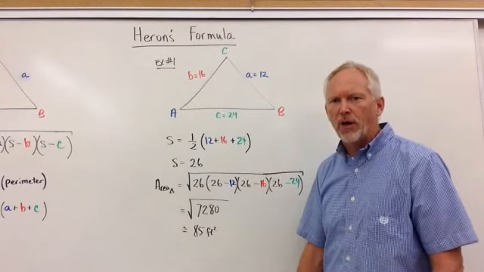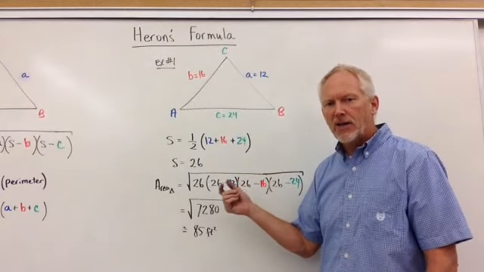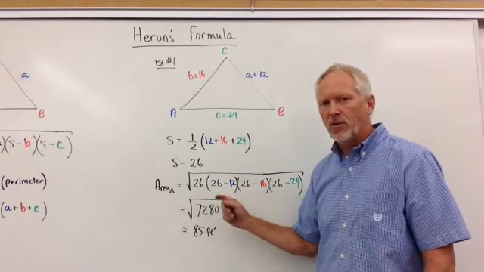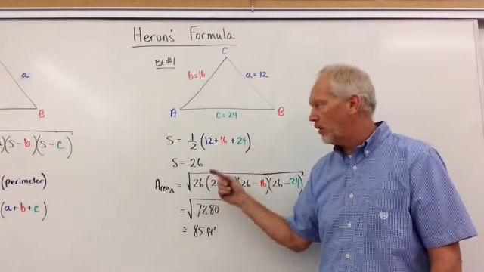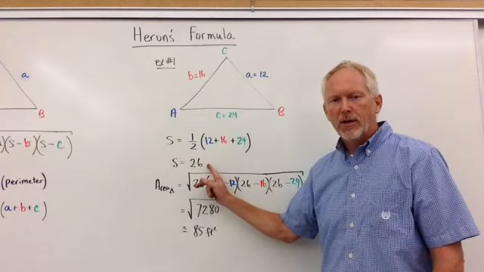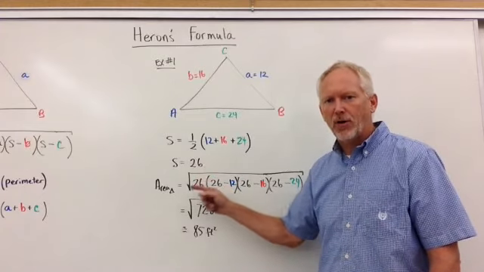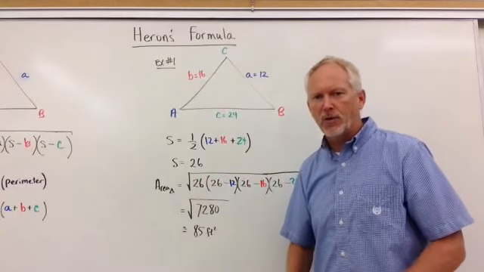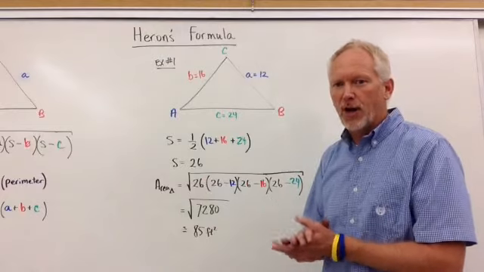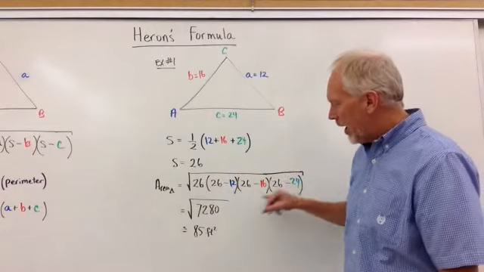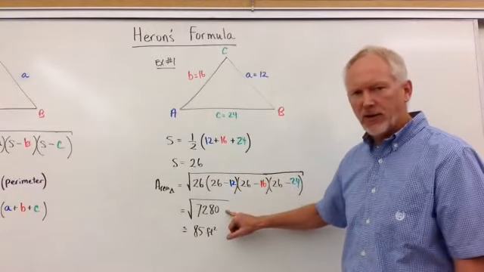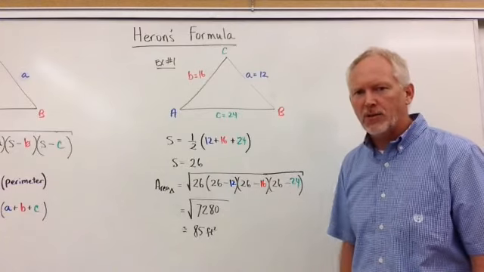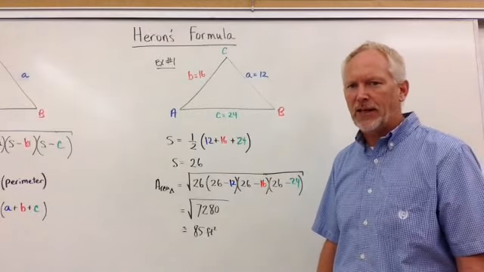Now, one thing to look for is if you've set it up incorrectly and you get a negative value, you must have done something wrong, or your S is too small. If you get one negative under the radical, it turns it all negative under the radical, and that is something we just don't want to do. So we multiply all of that together, we get 7,280, and the square root is approximately 85 square feet.